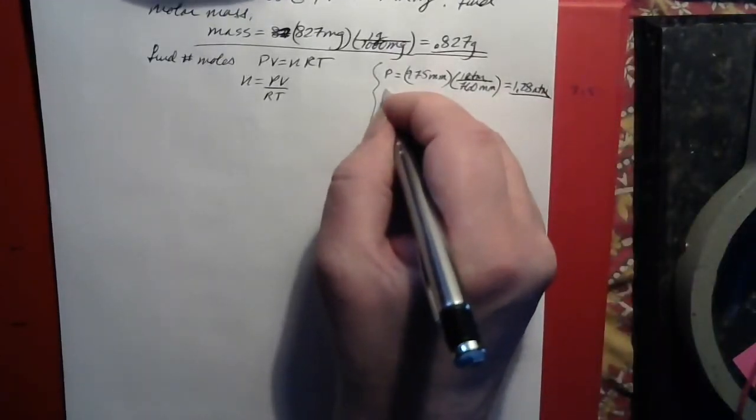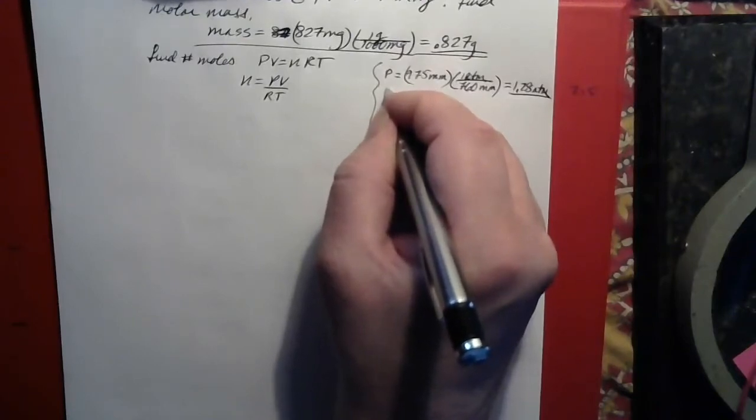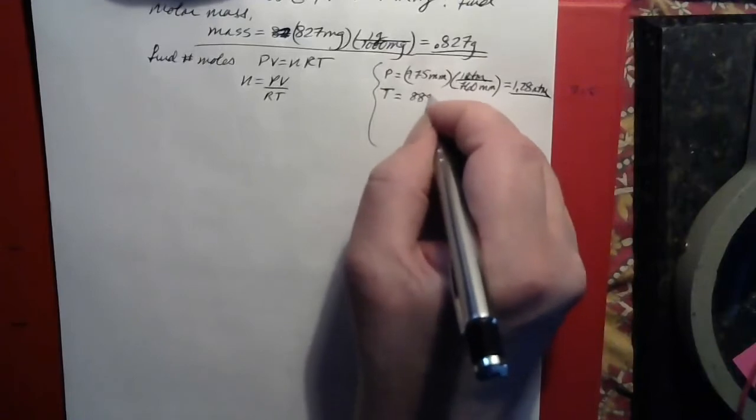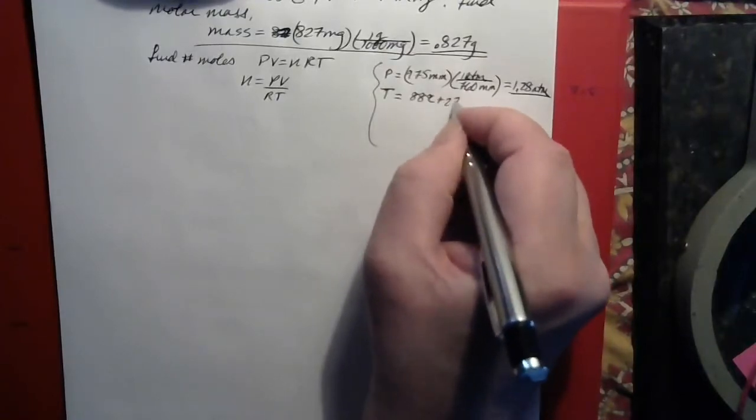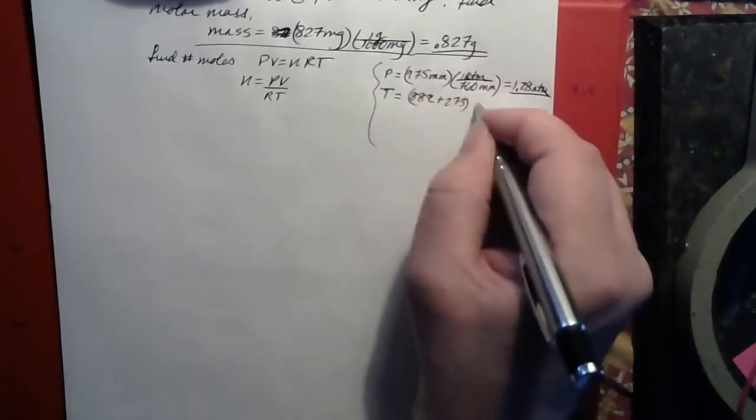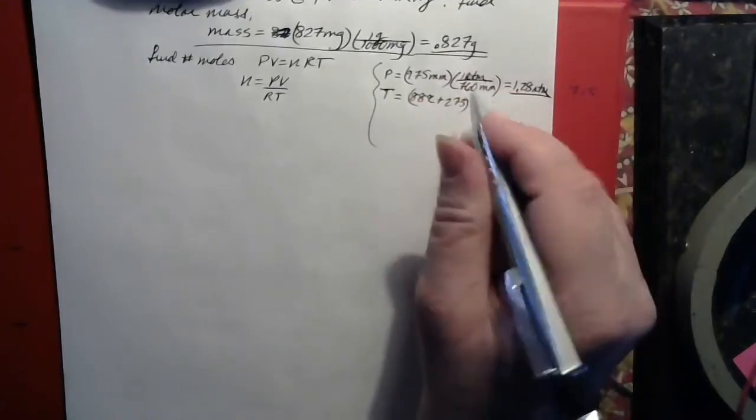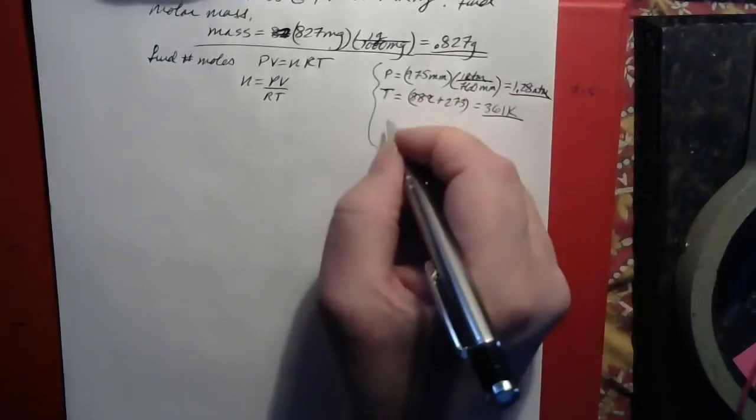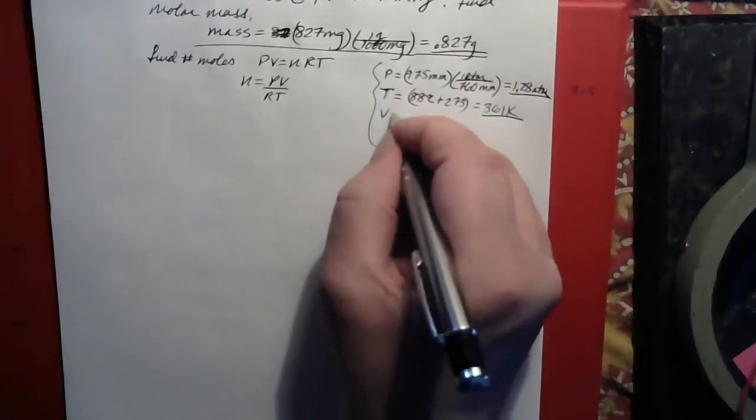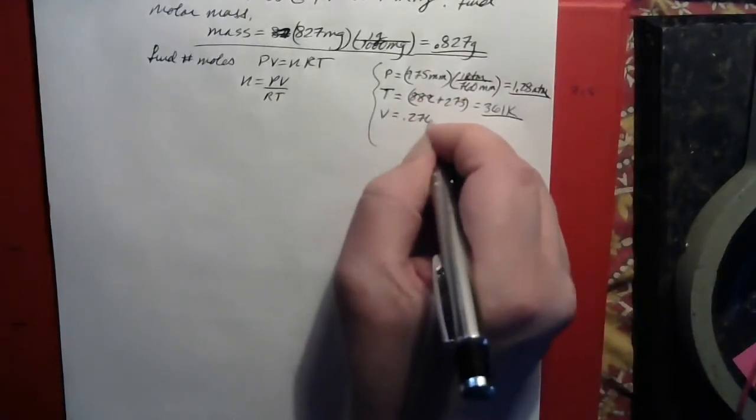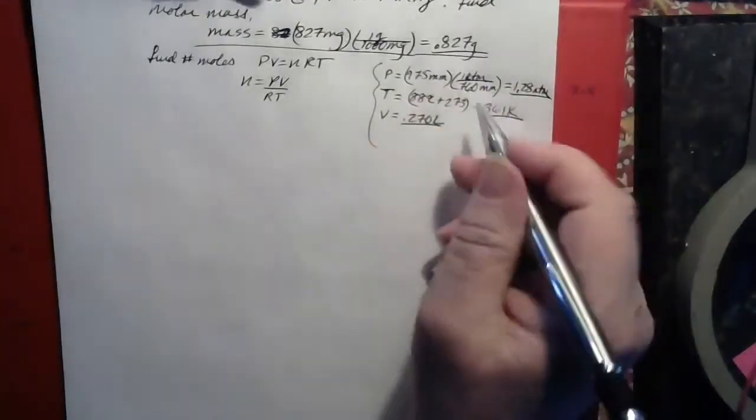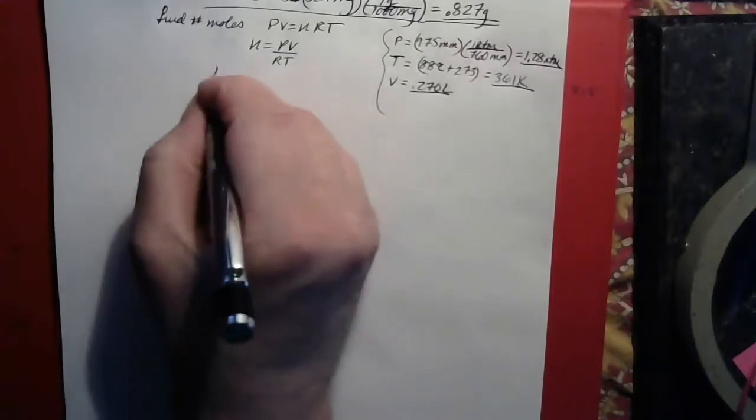Let's see what else we need. Temperature, that was 88 degrees Celsius, which we need in Kelvin. So you add 273 and we get 361 Kelvin. And then there was the volume, which we need in liters, which happened to be what they gave us. So we don't have to change that.